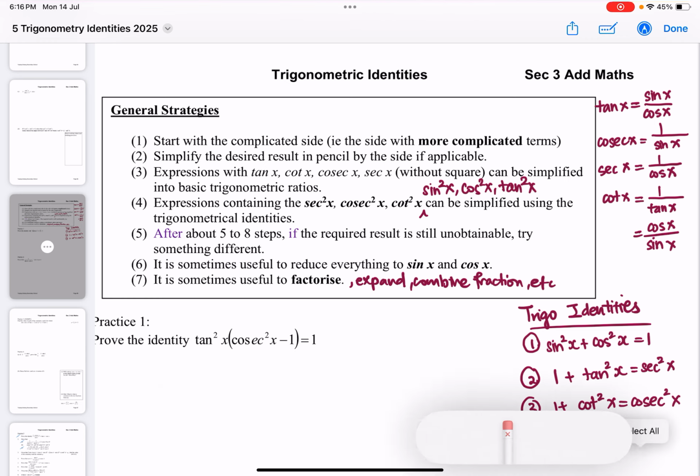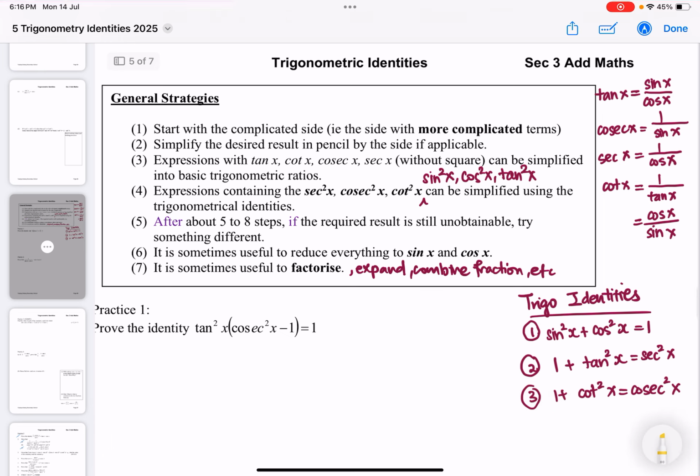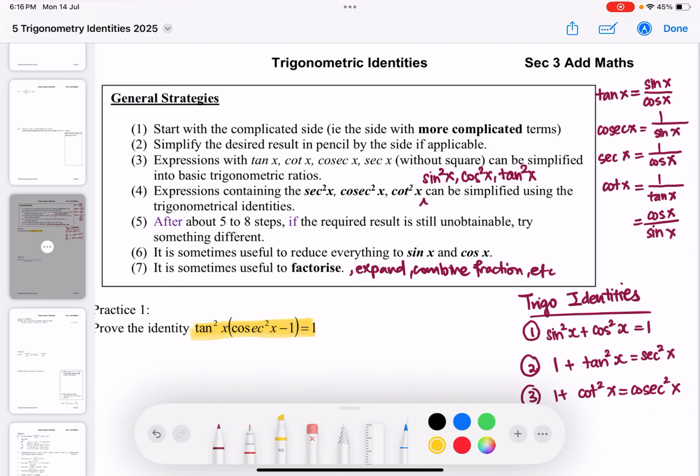So for example, practice 1 on page 86. This identity that we see here means that the left-hand side will always equal 1. The left-hand side expression will always be equivalent to 1 for any value of x.